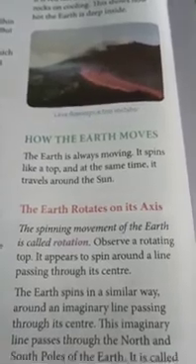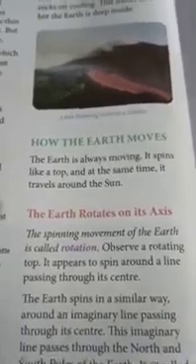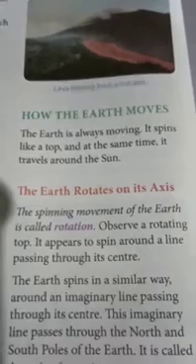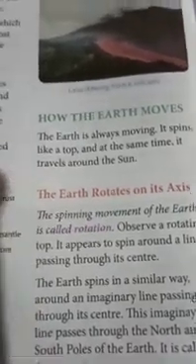Okay. Now, the next topic is how the Earth moves. The Earth is always moving. We know that Earth always moves. It always rotates. It spins around. It spins like a top, and at the same time it travels around the sun. Okay. The topic which is given in your book is the Earth rotates on its axis. Now the spinning movement, when the Earth rotates or spins on its axis, that spinning movement of the Earth is called as rotation.